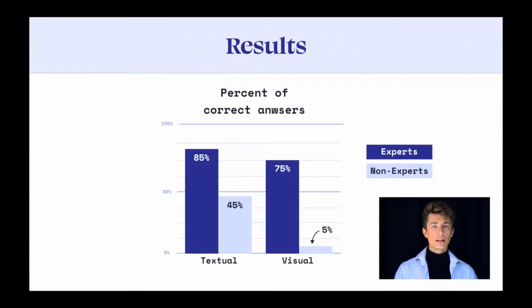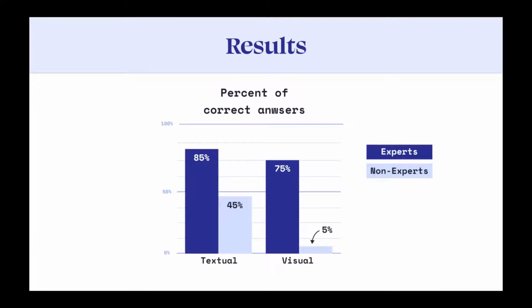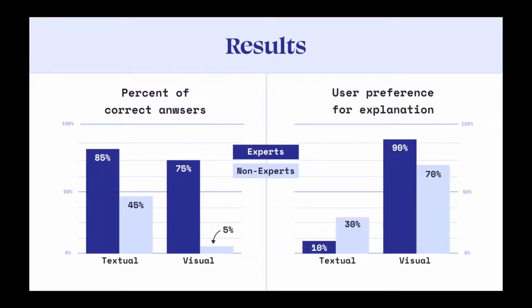Looking at the number of correctly answered insight tasks, we see that non-expert users struggled quite a bit with the visual explanations, more so than with the textual one. This isn't all that surprising, as graphical information requires more effort to interpret and might be more difficult for non-experts to do. However, when looking at preferences, we still see that the majority of both groups still prefer the visual explanations. So, do users, and mainly non-expert users, prefer the type of explanation that they perform worse with?